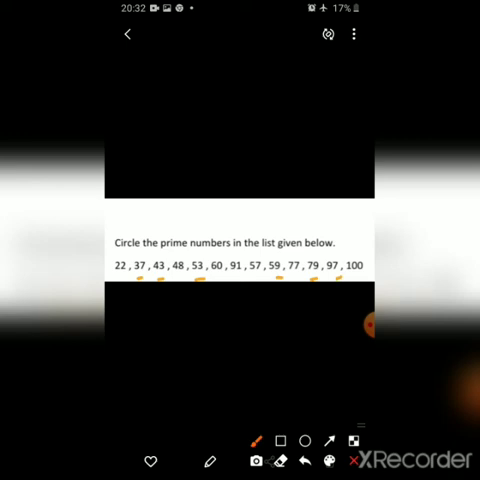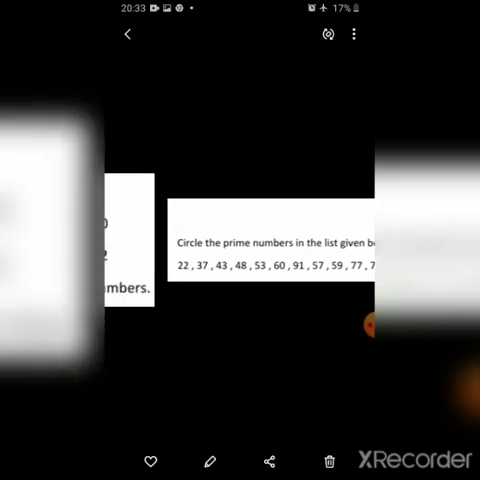Remaining numbers are composite numbers: 22, 48, 60, 91, 57, 77, 100. These numbers are composite, and those numbers are underlined. The circled numbers are prime numbers.